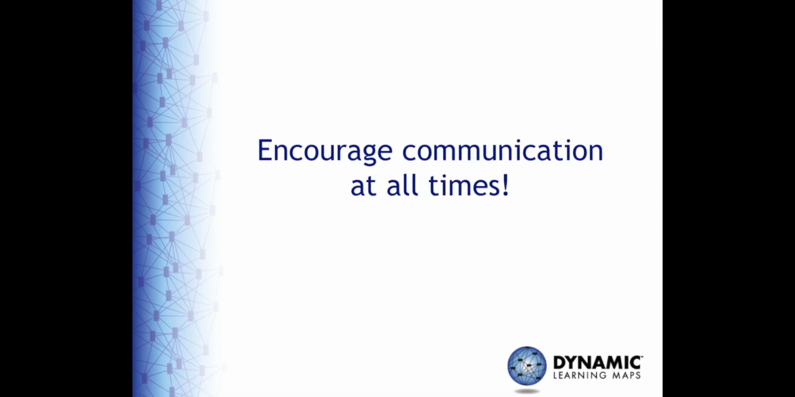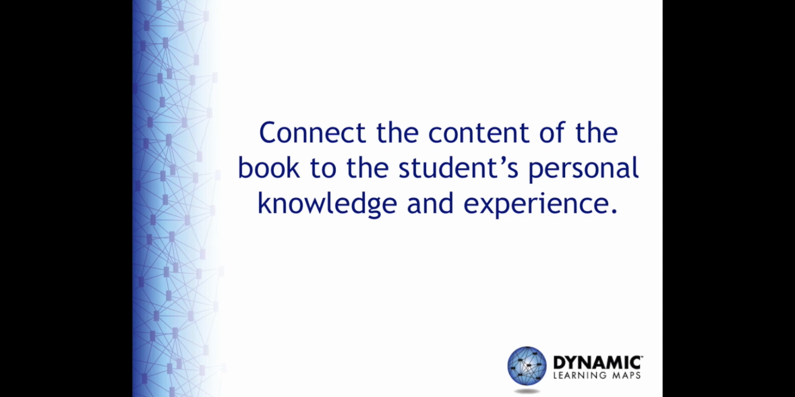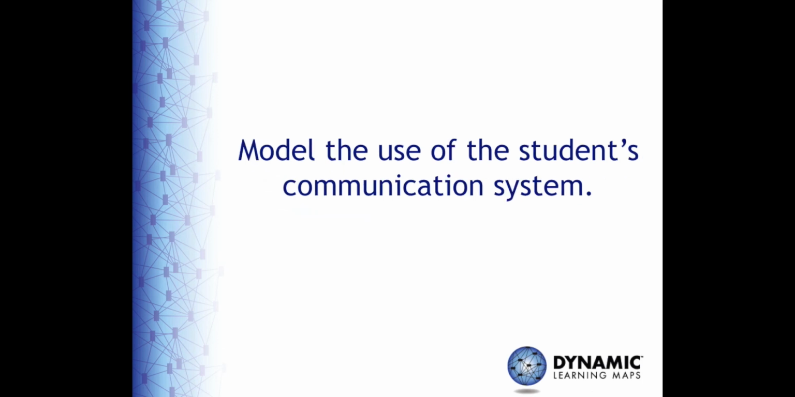The things that need to be juggled include encouraging communication at all times. This requires the teacher to follow the student's interests and attribute meaning to each communication attempt. In other words, the teacher has to work to make connections between the comments offered by the student and the content of the book being shared. During shared reading, the teacher also has to work to connect the content of the book to the student's personal knowledge and experience. Teachers have to model how to communicate using the student's communication symbols and talk about the thought process they engage in while deciding to make a comment.